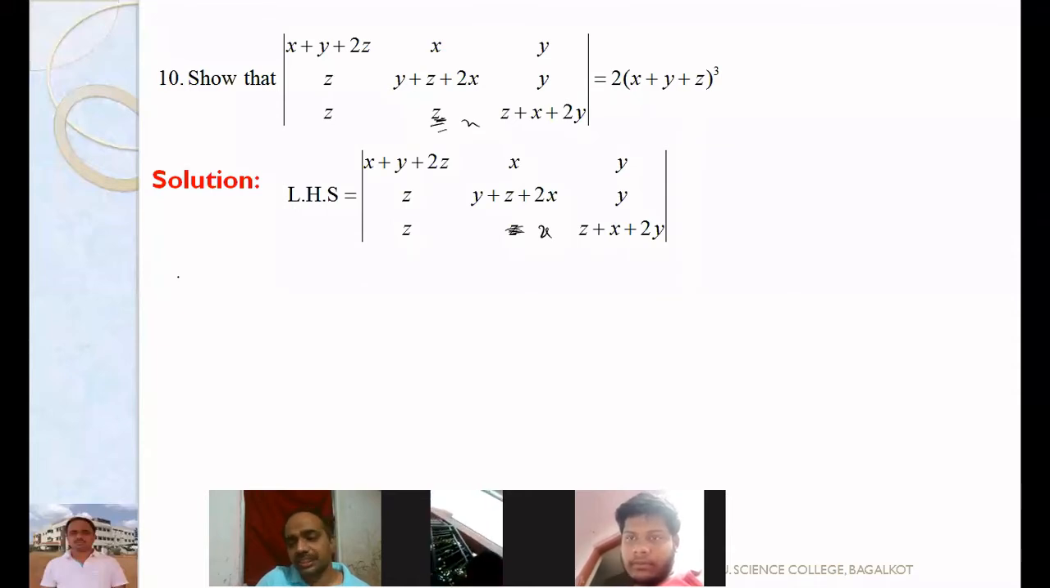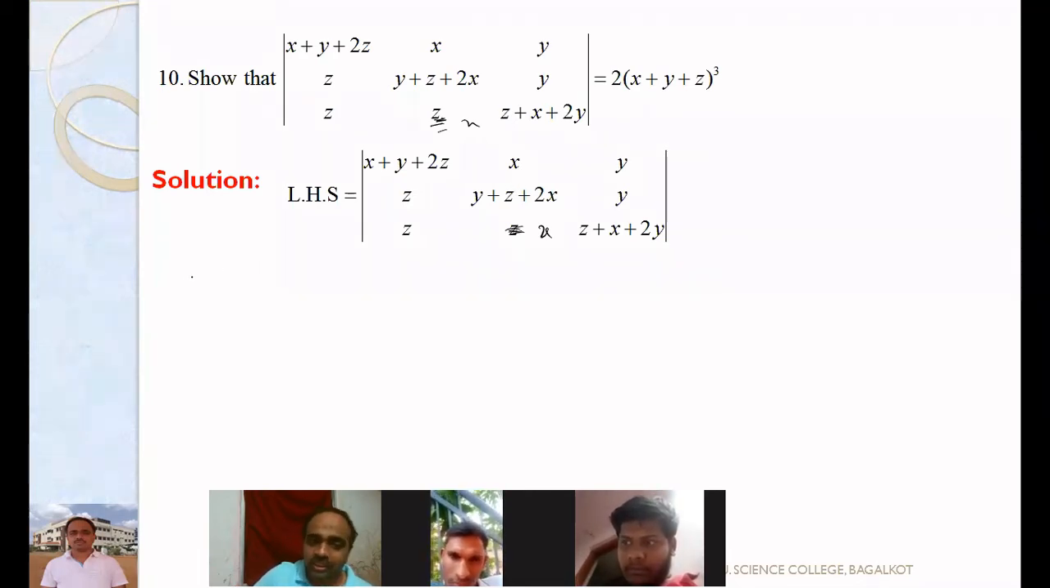C1 plus C2 plus C3. Vittal Kumar is saying C1 plus C2 plus C3. If I do R1 plus R2 plus R3, what happens? I already have 2z, again z, again z. It will be 4z. And here x plus 2x plus 2x, it will be 4x. 4z, 4x, 4y will come from R1 plus R2 plus R3. So as Vittal Kumar said, you can do C1 plus C2 plus C3.